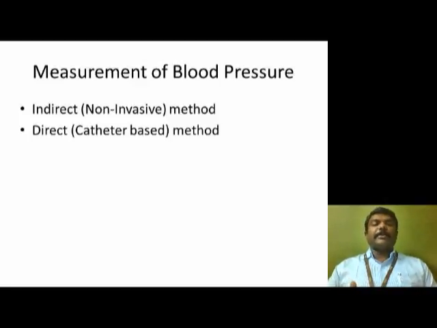Another negative point is that the indirect method is not continuous. It's a kind of static measurement. We'll get a value, then after a certain interval, we can take another measurement. But if you want a dynamic or continuous measurement, the indirect method is not suitable. In that case, the direct method will be suitable. Now we'll see one by one in detail.